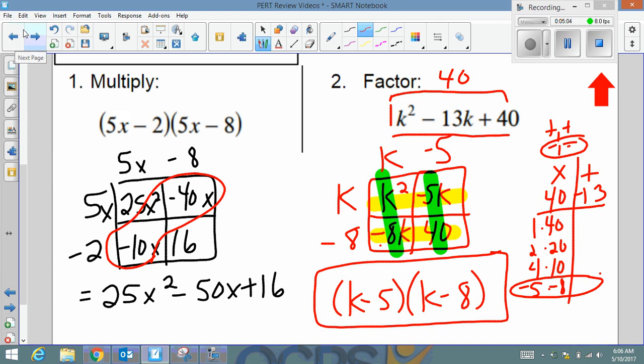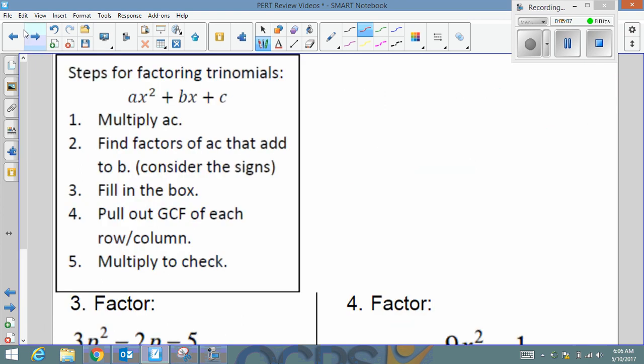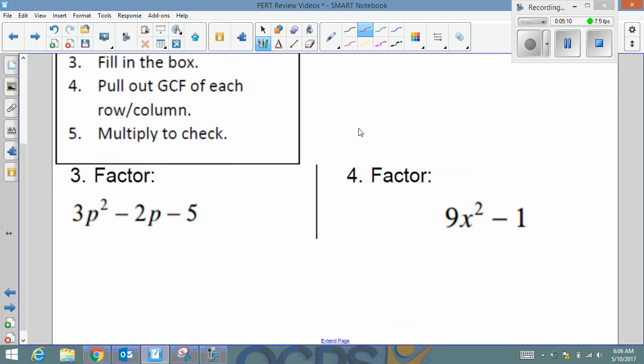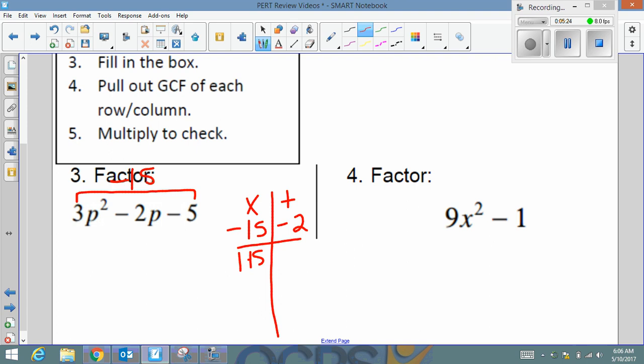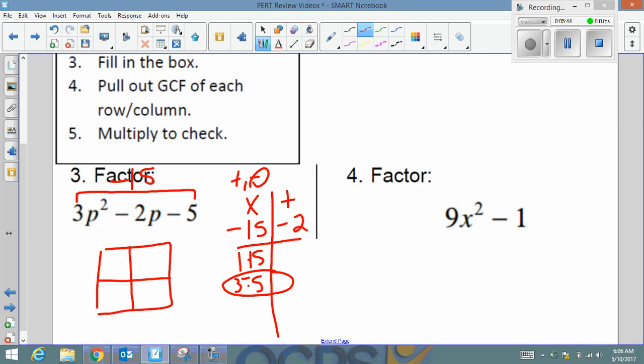Let's go to example 3. So again, I'm going to multiply a times c. So 3 times negative 5 is negative 15. I'm going to look to multiply to negative 15 and add to negative 2. So 1 and 15, 2 doesn't go, 3 and 5, 4 doesn't go, 5 we'd start repeating. Thinking about my signs, because I'm multiplying to a negative, my signs are going to be different. Because I'm adding to a negative, my larger one's going to be negative. So I'm going to use 3 and negative 5.